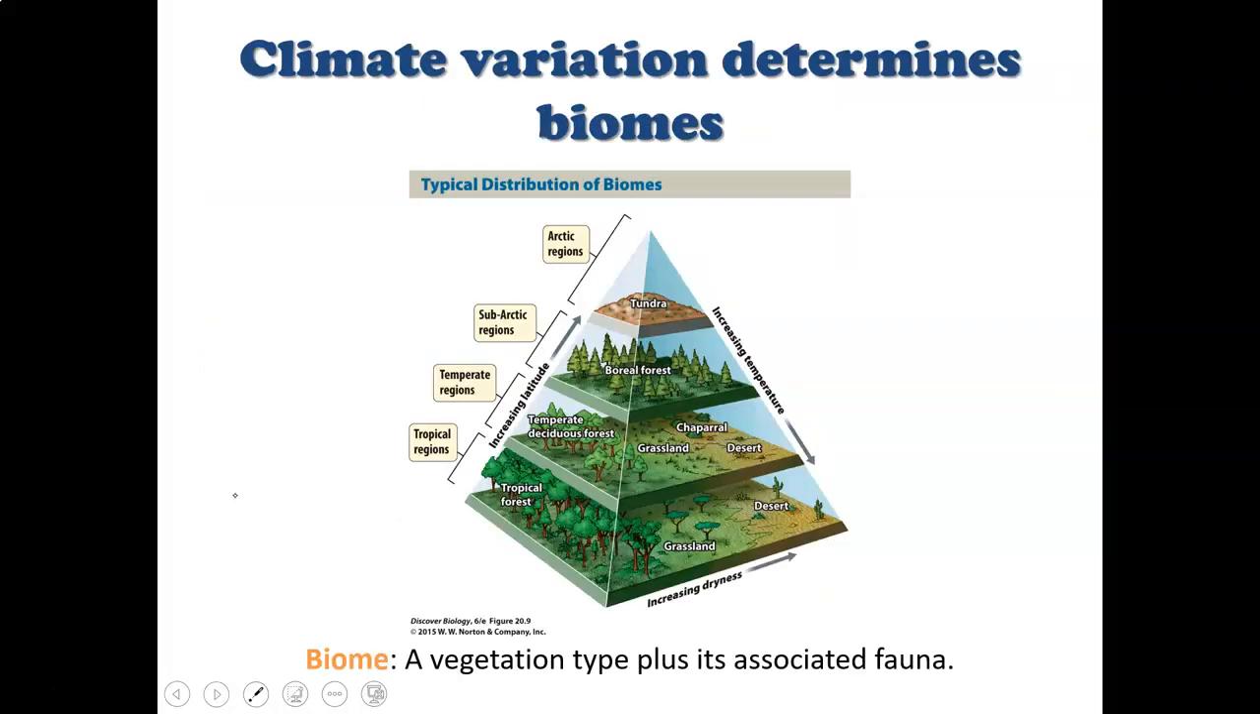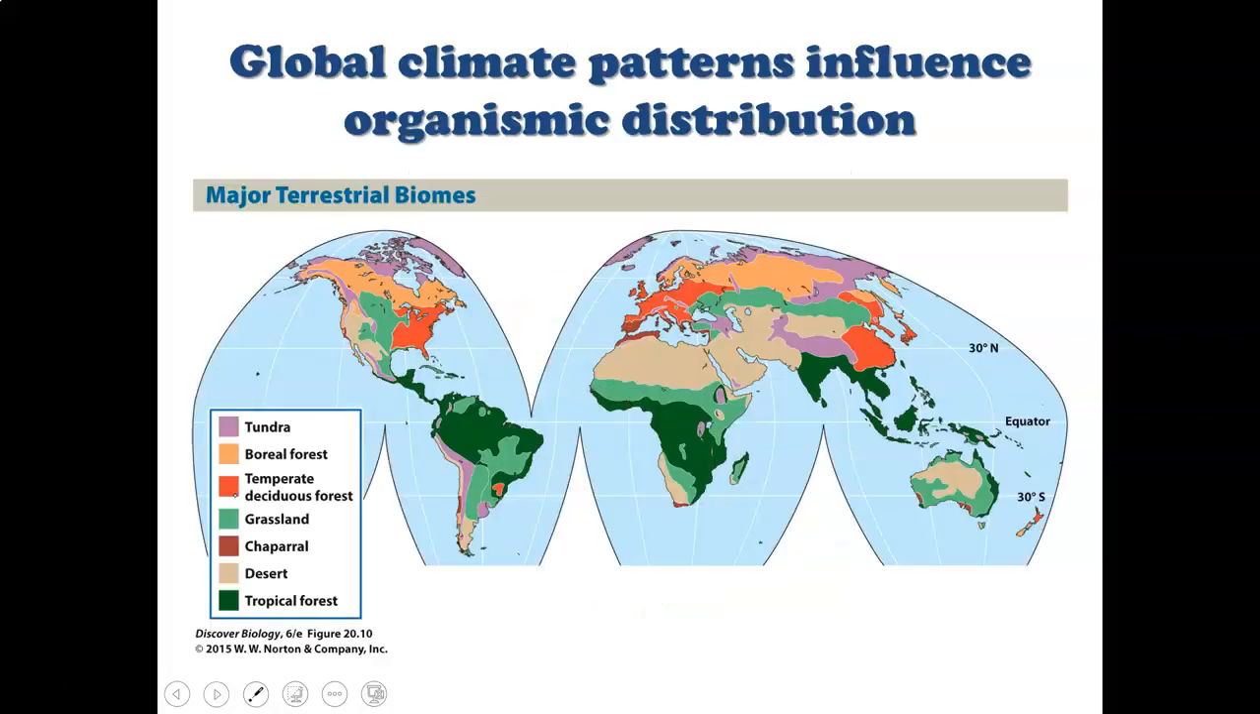So both local and large-scale climate patterns govern what can grow in a given area, right? Depending on temperature and humidity or precipitation in an area, those are the things that will determine what can live there. So the distribution of biomes is fundamentally determined by the distribution of climatic conditions.